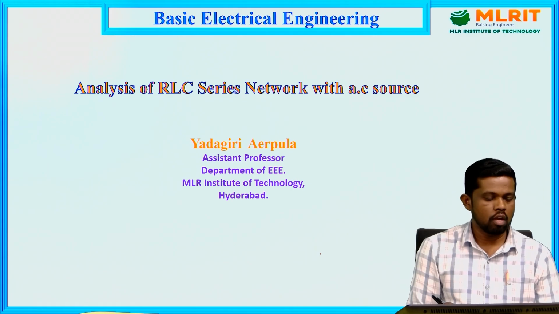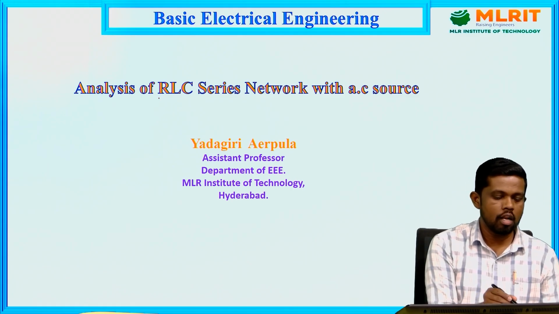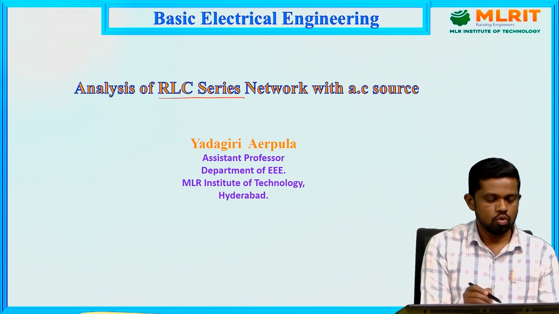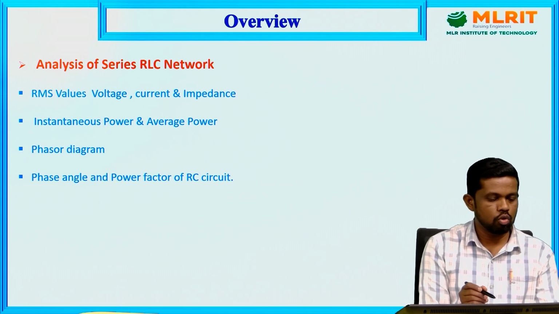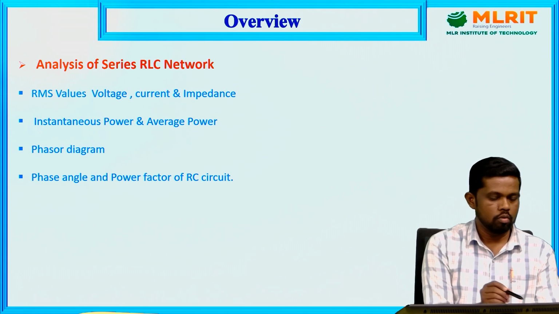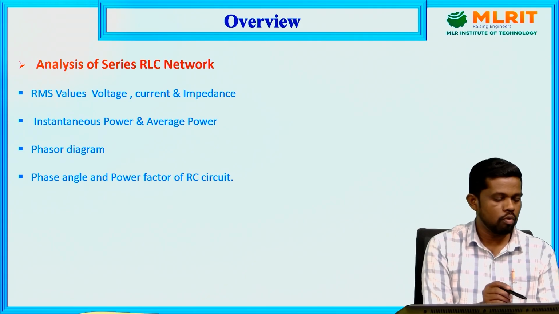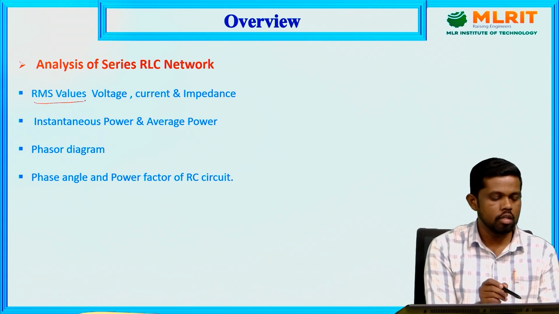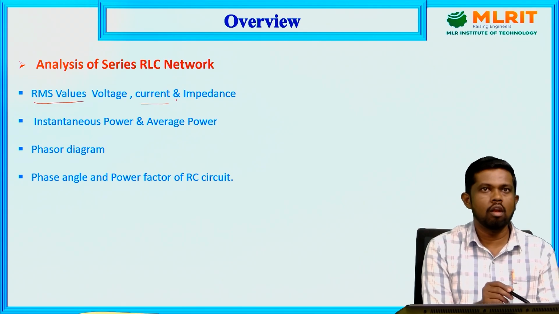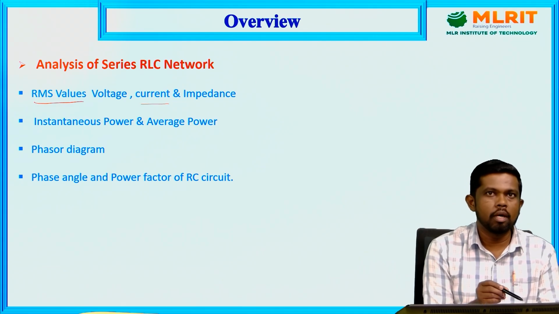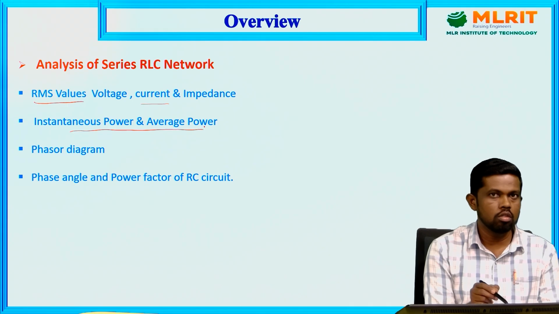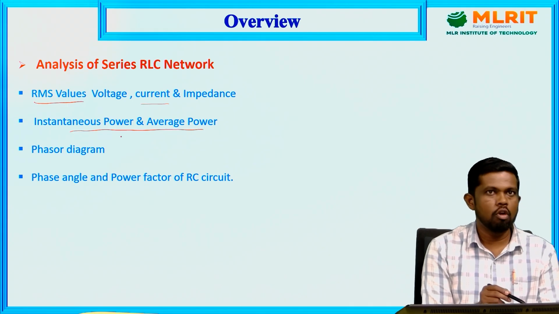In this session, we are going to discuss the analysis of the RLC series circuits. In the RLC series circuit, we need to analyze the RMS value of voltage and the RMS value of current, and based on those, how much impedance is offered by the circuit, and how much instantaneous power and average power is taken by the RLC series circuit. Then we will see how to plot the phasor diagram of the whole RLC series circuit.